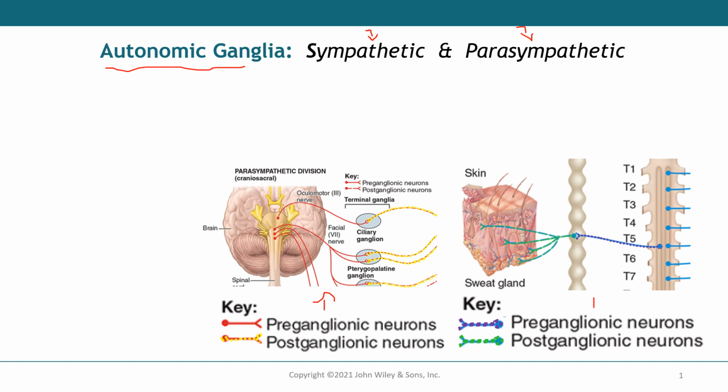In these two cases, I cropped them, and I will be showing you these two examples of sympathetic and parasympathetic ganglia. In previous videos, we have talked about preganglionic and postganglionic neurons. Same thing here in the sympathetic, preganglionic and postganglionic neurons. And here we are going to focus on the ganglia.